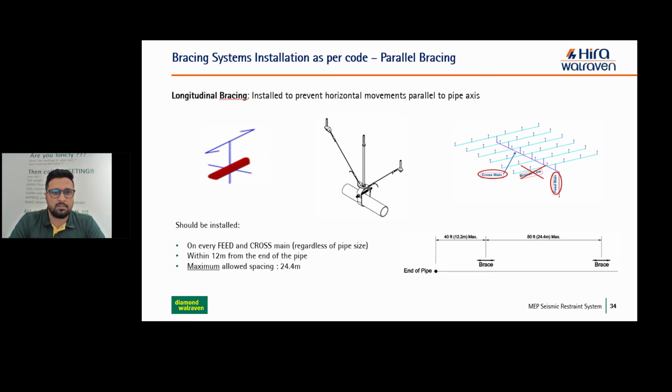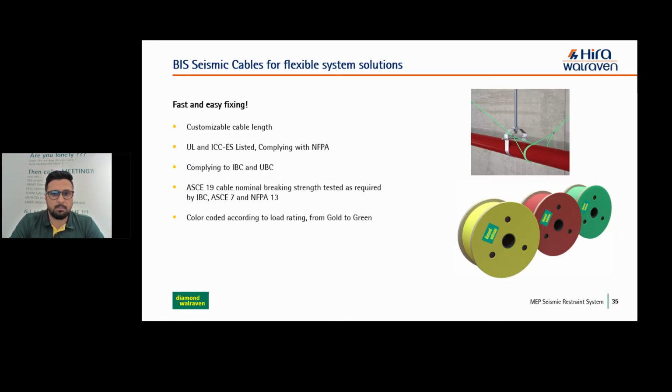As we talk about the wires, we have these pre-stretched aircraft cables, which are UL listed and ICC-ES listed and complying with NFPA 13. And obviously all of our system is complying with IBC and UBC building codes. All our designs and products are according to standards like ASCE 19, ASCE 716 and NFPA 13 as well. We have color coded wires from gold to green, and these color codes represent and identify the different load carrying capacity of the wires.